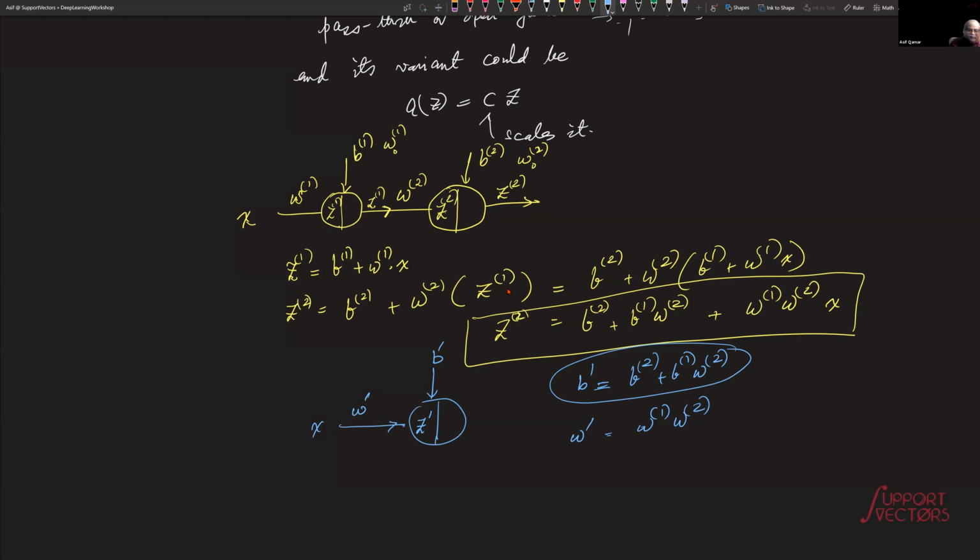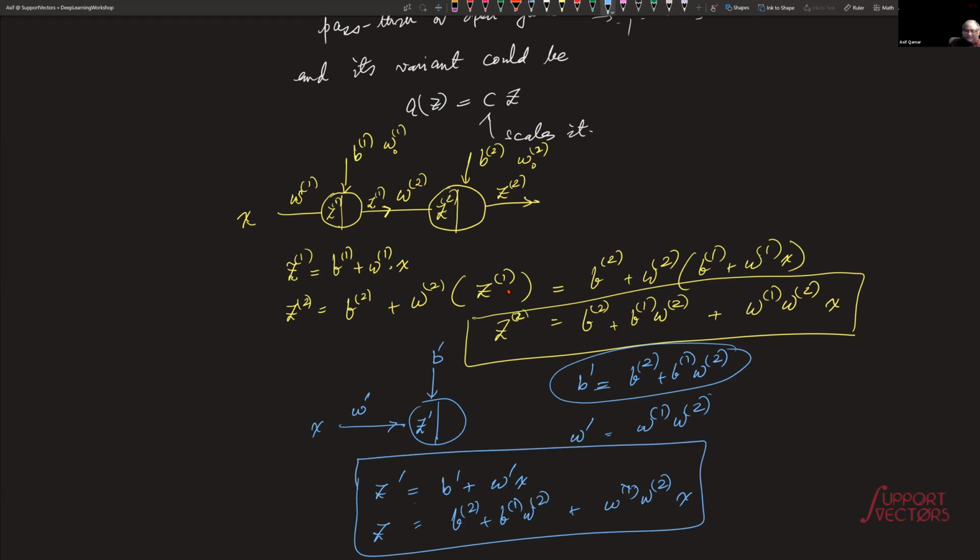So now think about it. What is the output here? Z prime is B prime plus W prime X, right? And if you try to break it up into the original terms, it becomes the original equation, isn't it? It becomes B2 plus B1 W2 plus W1 W2 X. Do you see that, right? These two are equivalent statements.